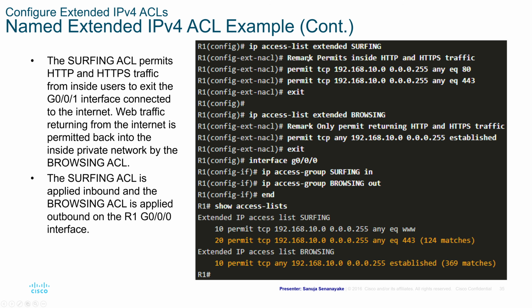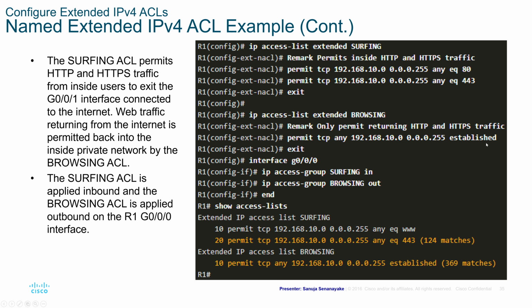You can see that on the right-hand side. We have applied the ip access-group surfing in, so it's inbound on G0/0. And ip access-group browsing out, which is outbound. We are applying the other browsing ACL. You can see the ACLs being created right here: the surfing one created here, and the browsing one created here.